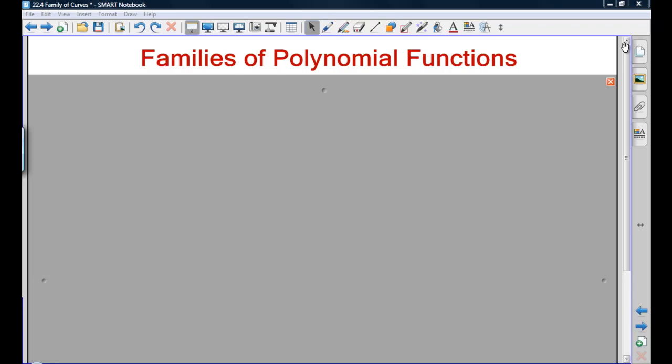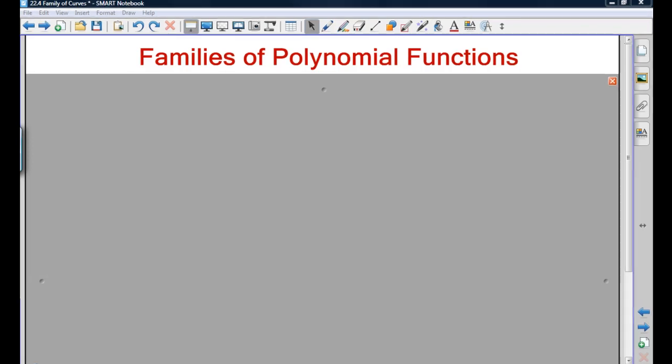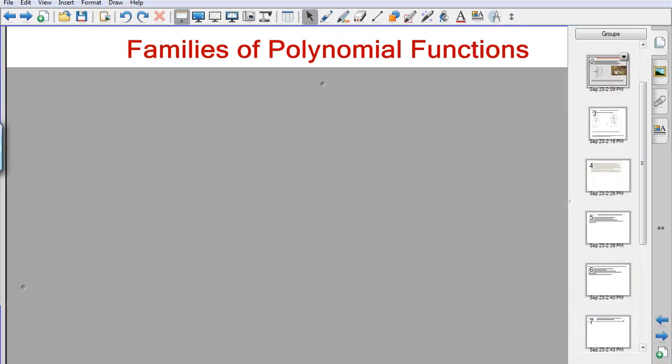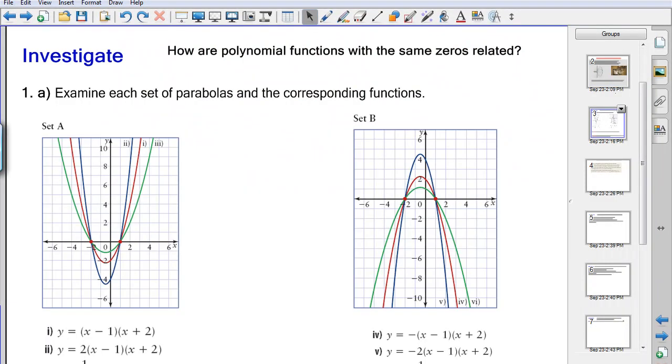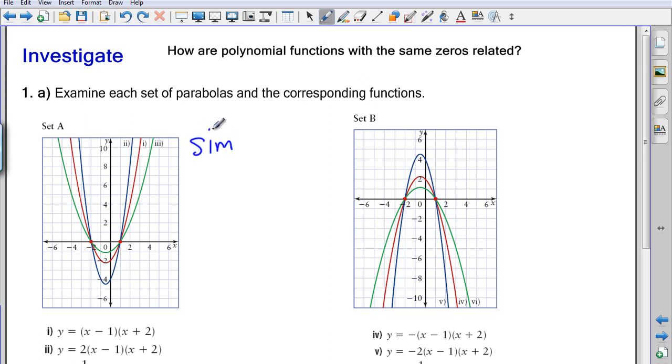This is the fourth lesson in Chapter 2. We're looking at families of polynomial functions. It's best to talk about families of polynomial functions at the beginning in terms of their graphs. Looking at the two sets of quadratics, set A and set B, we can define families of polynomial functions by maybe looking at the similarities and the differences between the two sets of graphs.